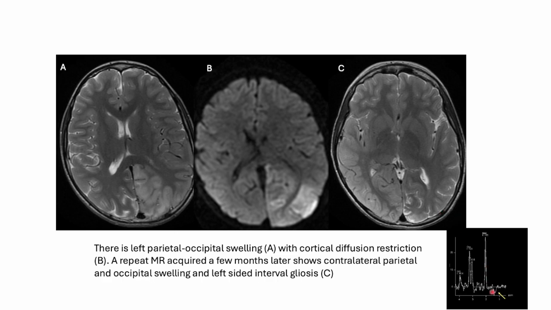At this point, they also had an MRS, and I know this MRS is quite tiny on the screen, but you can see that there is a lactate inversion peak. And this is a child with the mitochondrial syndrome called MELAS, where essentially you get a migratory cortical stroke-like phenomenon, which is completely metabolic in its origin and classically appears to migrate.